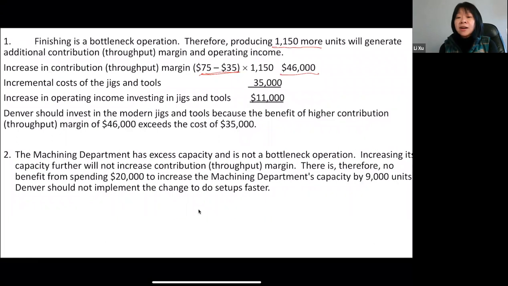Then how about the cost? Cost is how much you have to pay to buy the new tools. And therefore, you are going to increase operating income. If you take this action, the answer is yes, because by producing 1,150 units more, you are going to have a positive contribution margin and also increase the operating income. Okay, so that's a good action.